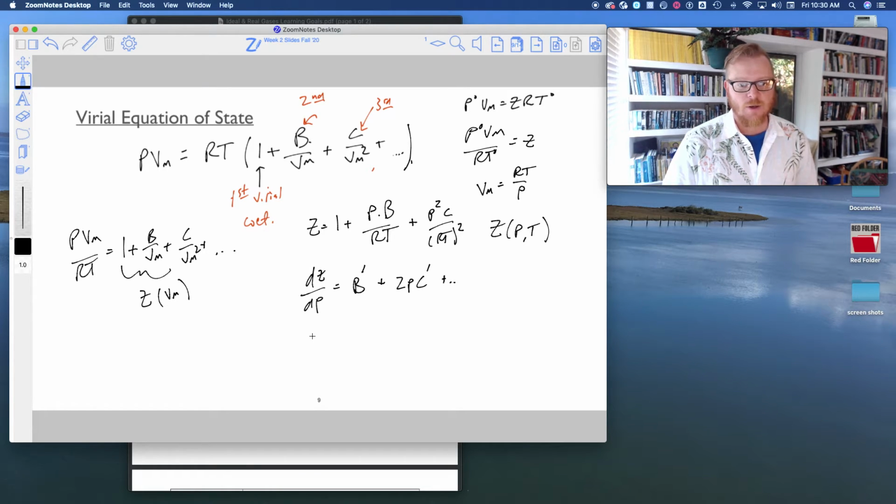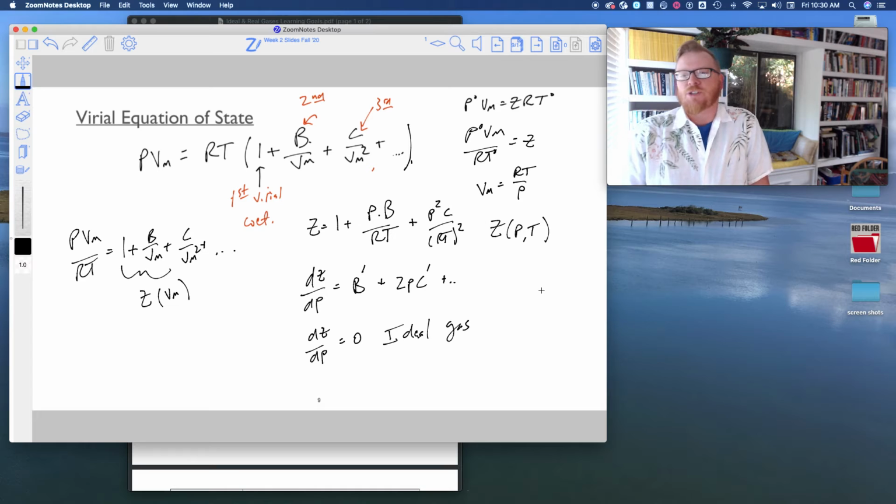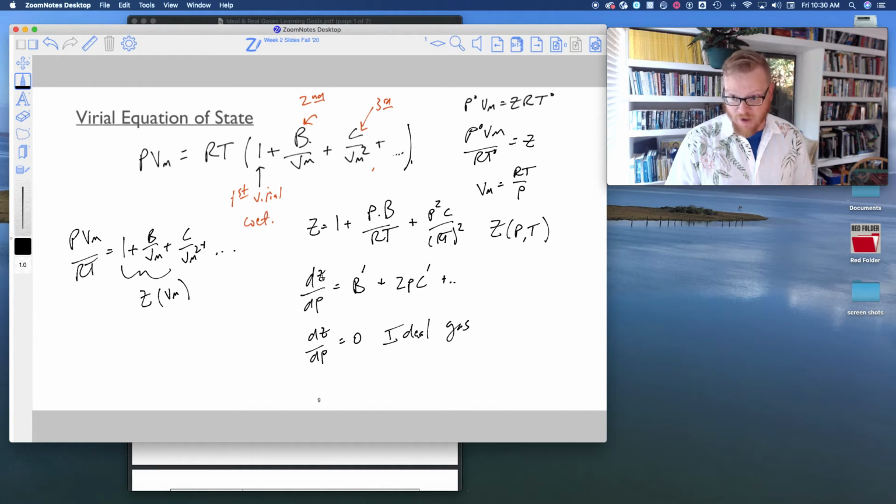And as it turns out, there's a special case when dZ/dP equals 0, so when all these terms converge to 0, we have an ideal gas. Or rather, when dZ/dP approaches 0, when it becomes very close to 0. That's the description of an ideal gas, which makes sense if you think about it. If the compression factor has no bearing on the pressure, that's saying there's no interactions. There's no attraction or repulsion if dZ/dP equals 0, or if it's very, very close to 0.